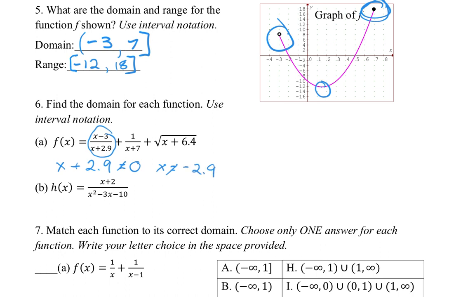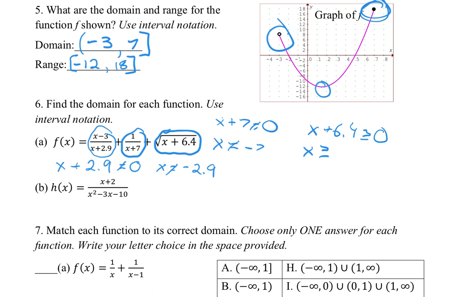Okay? Now let's move on to the next fraction, 1 over x plus 7. So again, we can't divide by 0, so we need to say that x plus 7 can't equal 0. So x can't equal negative 7. Lastly, let's look at this square root. Can't take the square root of a negative number, so x plus 6.4 needs to be greater than or equal to 0. Okay? So this means that x needs to be greater than or equal to negative 6.4.